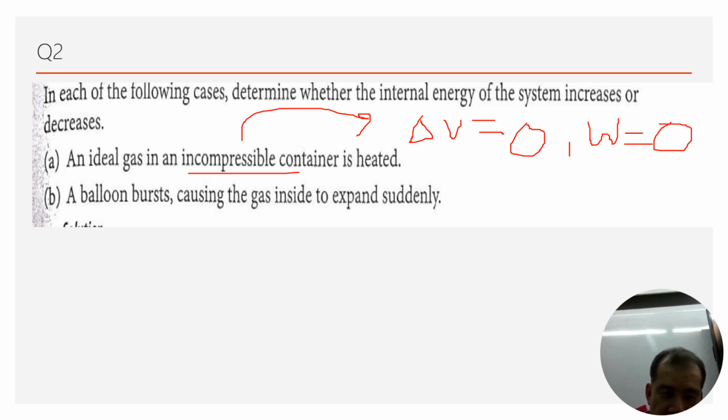Now then, I've got a second case: a balloon bursting, and it causes the gas inside to expand suddenly. Again, this is another keyword. This must mean it's adiabatic. Adiabatic means your Q is equal to 0.